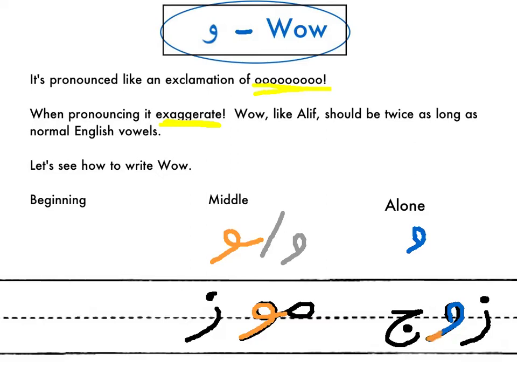When waw is at the beginning of the word, it looks like this. Waw at the beginning of the word is always written alone. Waw doesn't connect to any letter that comes after it. It can only connect to letters that come before it. Now let's look at waw at the beginning of the word. A good example is the word ward, which means flowers.